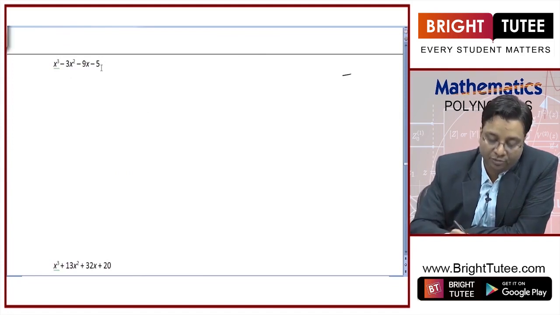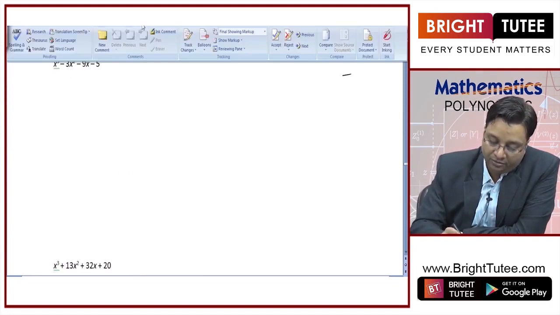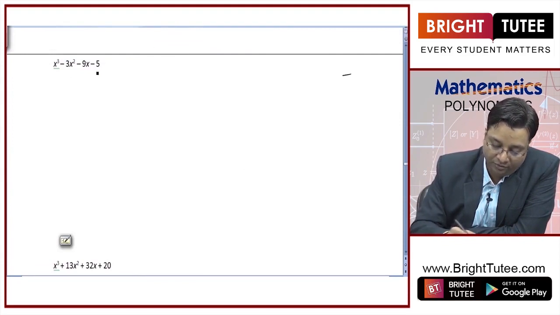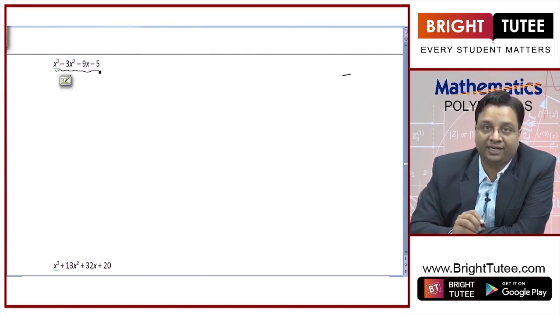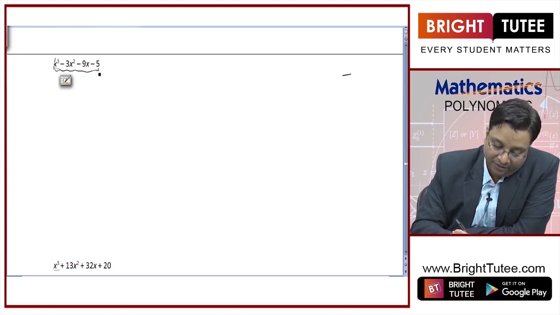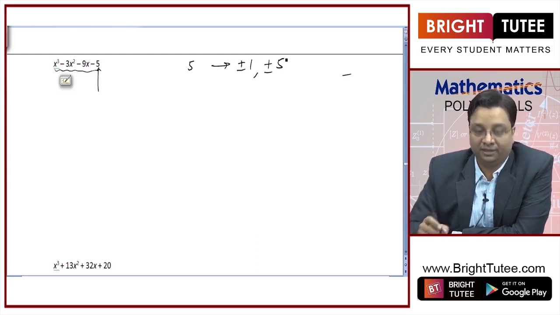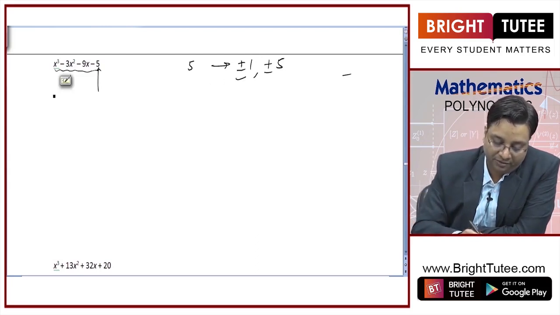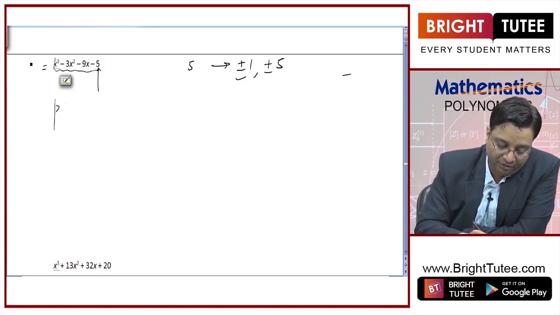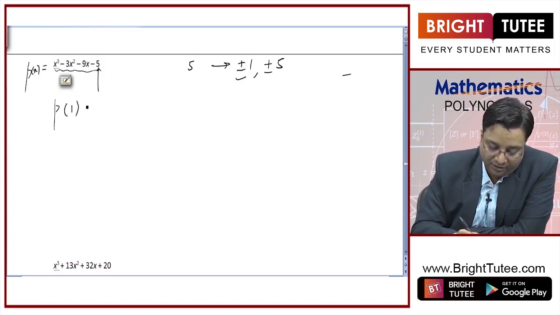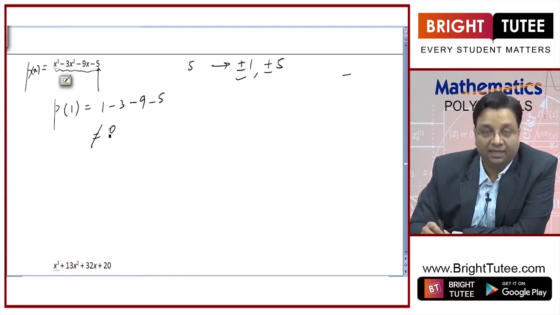Okay, now we have got another cubic polynomial, right? We need to factorize this. So first thing, I look for a linear factor of it. How? By looking at the factors of the constant, that is 5, right? So it has plus minus 1, plus minus 5 as its factors. So let me check 1 and minus 1 first. So let it be p of x. So p of 1 is equal to 1 minus 3 minus 9 minus 5. So it is not equal to 0, right? Hence I can say x minus 1 is not a factor.